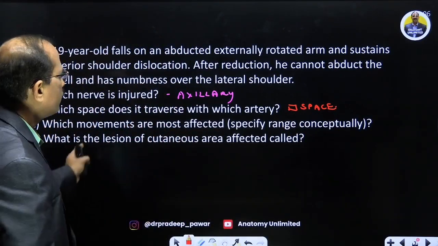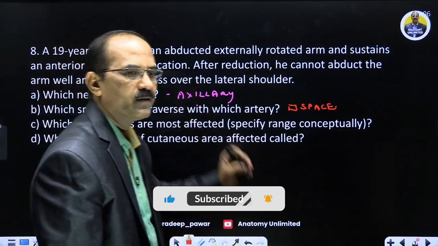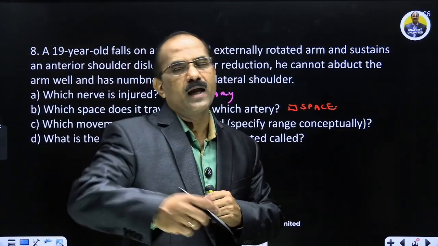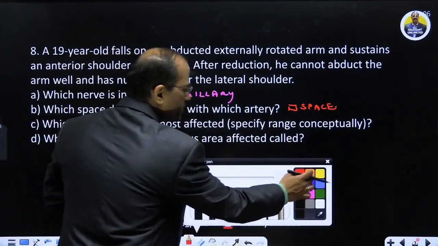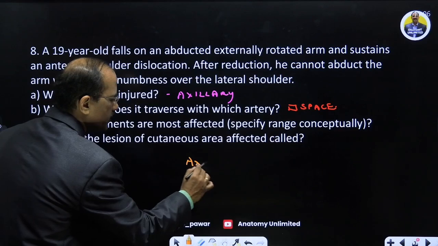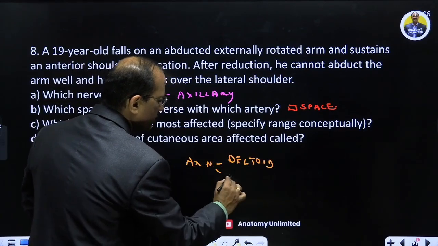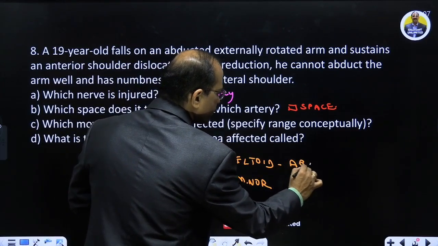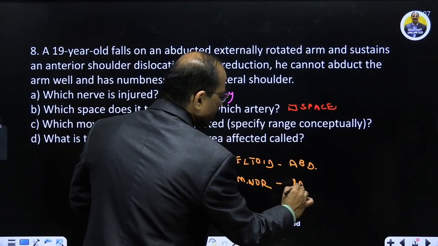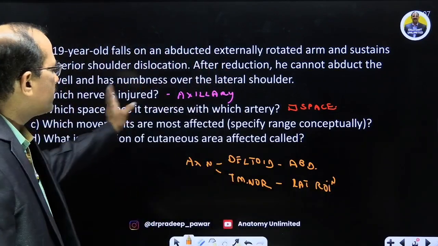Perfect. Which movements are affected when the axillary nerve is injured? It's abduction and lateral rotation. The axillary nerve supplies two muscles, the deltoid and teres minor. The action of deltoid is abduction, and of teres minor is lateral rotation. Okay? So which movements are affected?